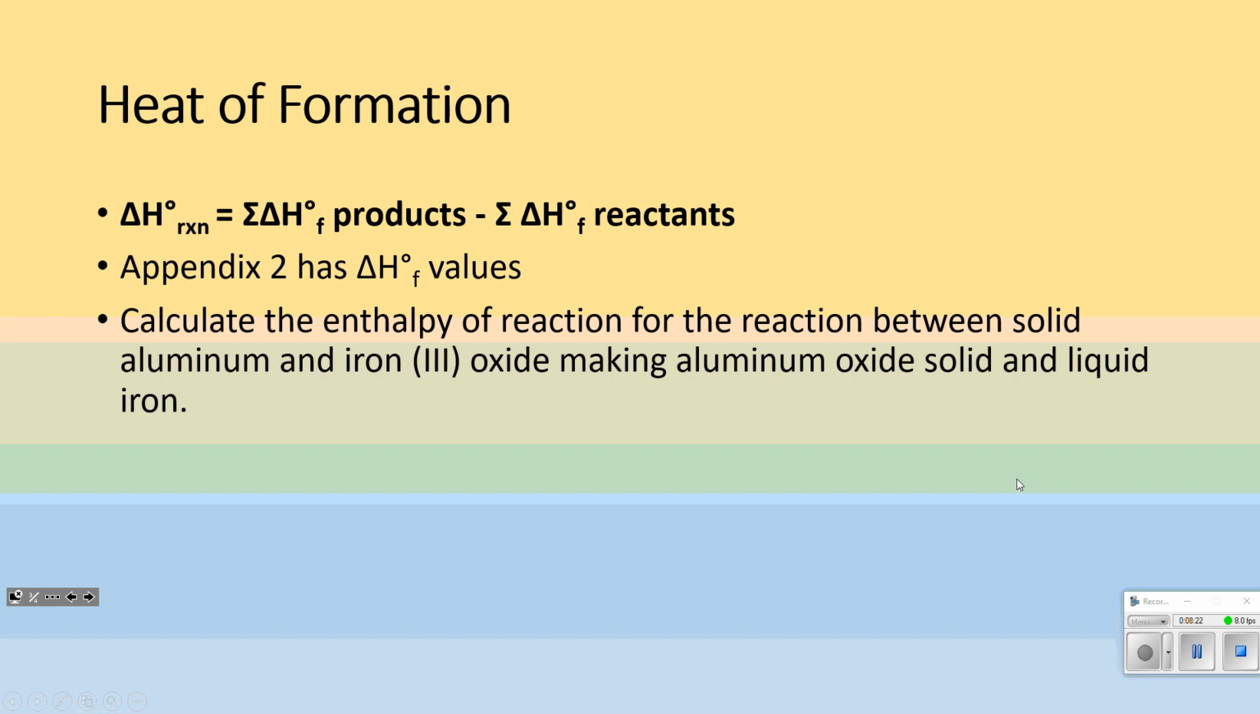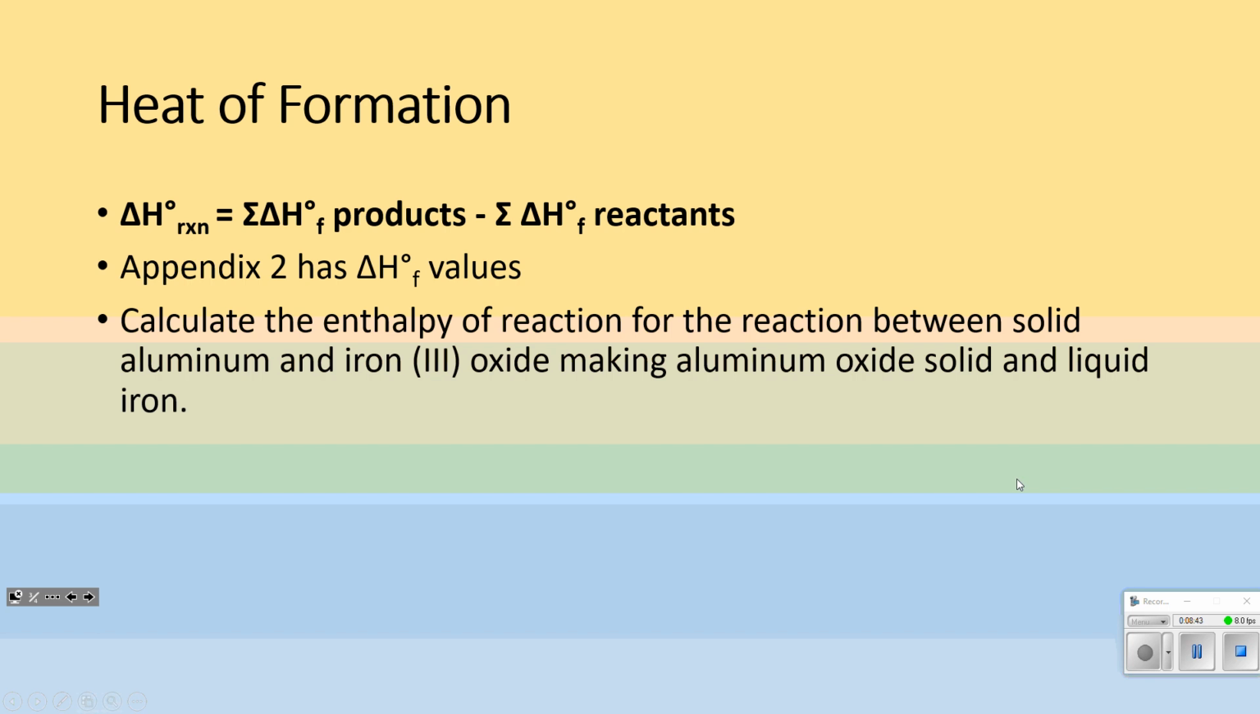Otherwise, this is practice in mathematics. But again, it requires a balanced equation. However, this does not require Lewis dot structures, because we are no longer figuring out bonds broken and bonds formed. Instead, we're taking the heat of formation of the products minus the heat of formation of the reactants, and that will give us our delta H, our enthalpy for that reaction.